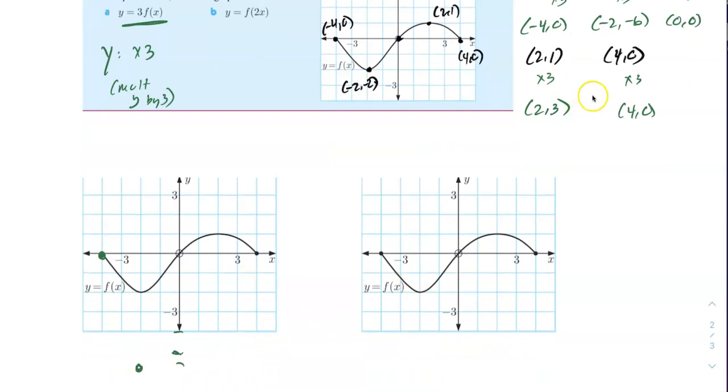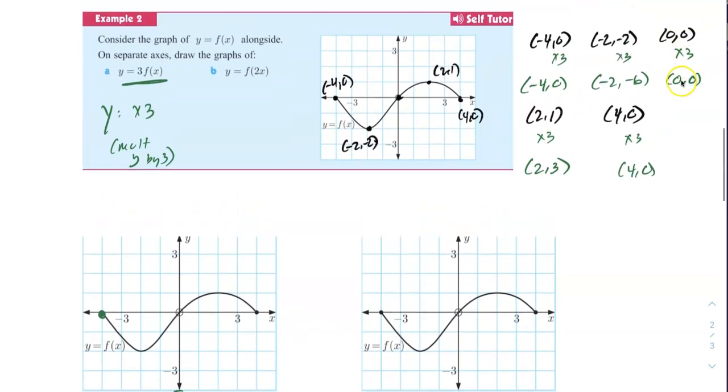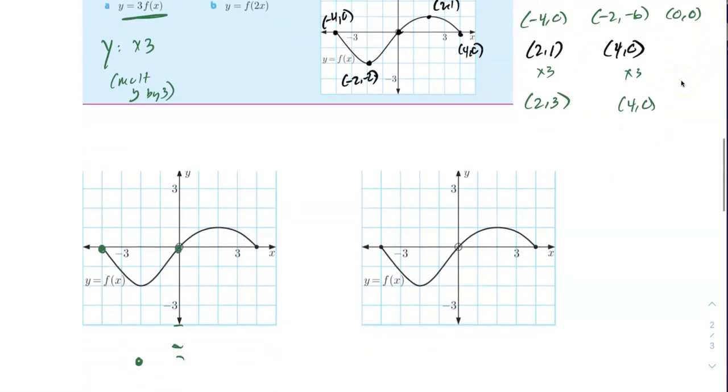And then we have the point (0, 0). So that point doesn't change. And then we have the point (2, 3). So 2, and then we go up to 3. And we have the point (4, 0). So a graph that looks like this. Right? And you hope you can see it's this graph, but get all the key points and multiply by 3 on your y. So it's a vertical stretch of 3.